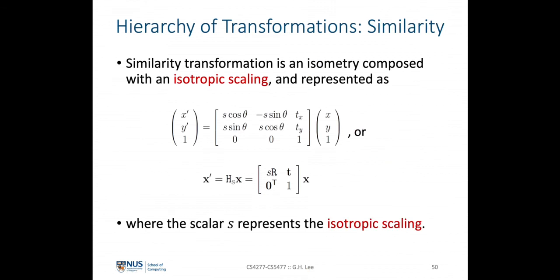So the second hierarchy of transformations that we are looking at is the similarity transformation. It's an isometry composed with isotropic scaling. So in this case, in addition to the rotation matrix and the translation vector, we have an additional scale. This means that I'm scaling up or down all the points in the space, or the lines and the conics in the space. And this scalar s here represents an isotropic scaling. Isotropic means that it's going to scale equally in both the x and y axis.